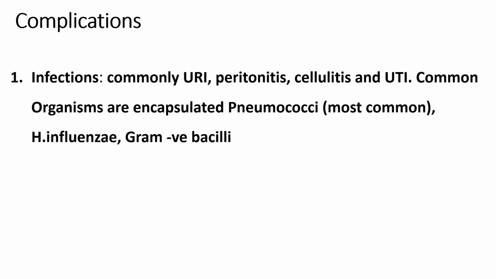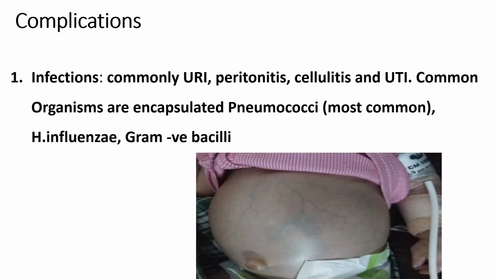Now the complications in nephrotic syndrome. Child can develop the infection because of the less immunity, because child is already on prednisolone therapy, and also the protective immunoglobulins are lost in the urine. So child can develop commonly upper respiratory tract infection, peritonitis, cellulitis, urinary tract infection. Common organisms are encapsulated pneumococci, which is most common. That's why we have to vaccinate the baby for the pneumococci by giving the pneumococcal vaccine.